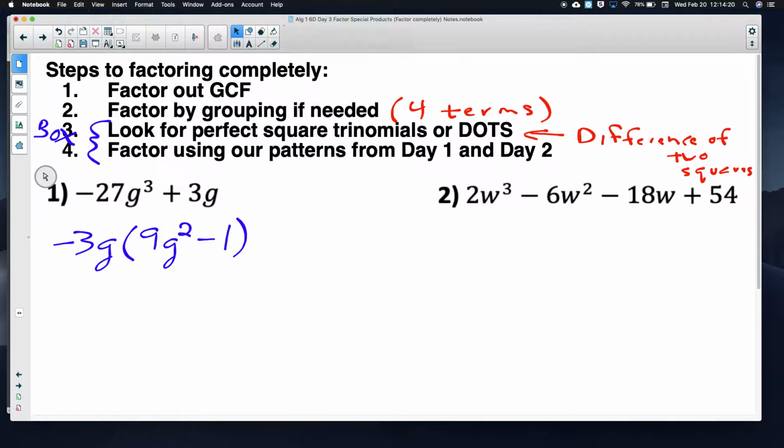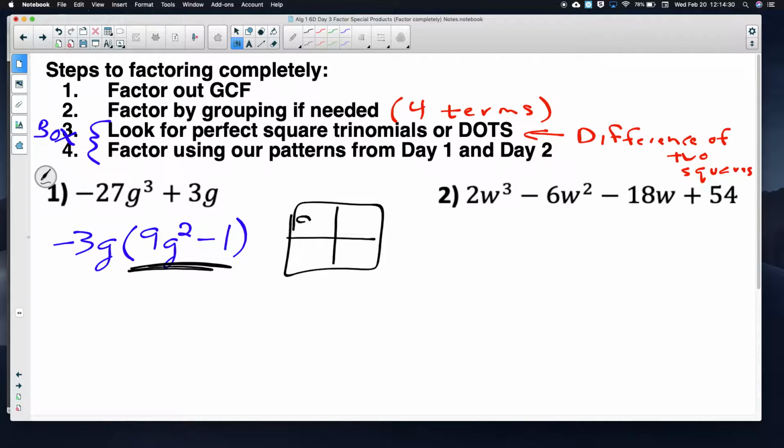So now what's new is I need to look at what's left over and see if I can factor that further. So I'm going to go to my box. I've got 9g squared and negative 1, so they need to multiply to give me negative 9g squared, and they need to add to give me 0g. Well, those two numbers are going to be 3g and negative 3g.